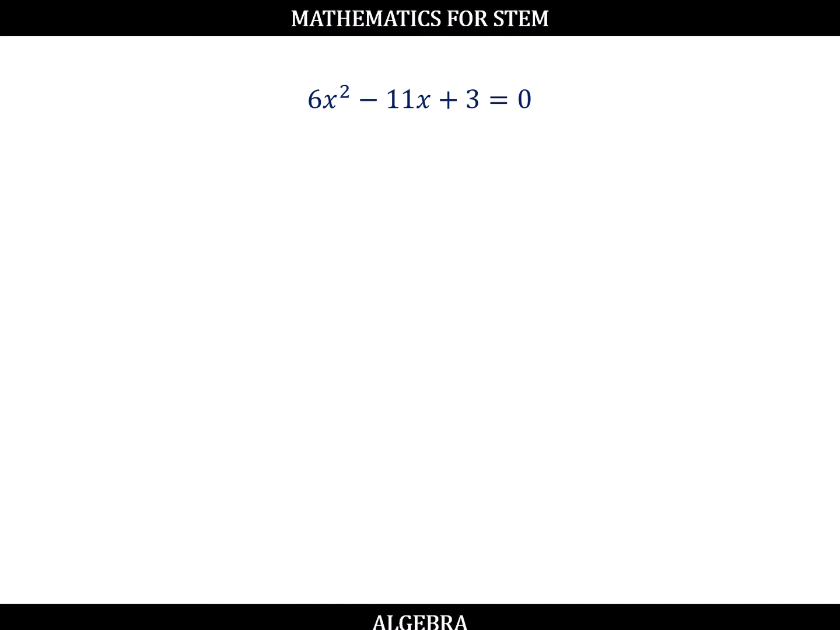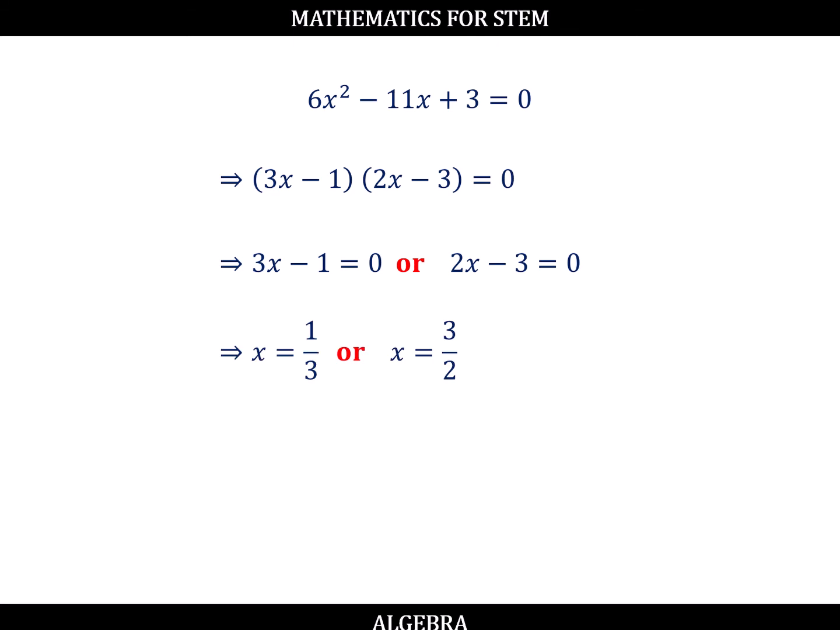The factors for 6x squared, we can use 3x by 2x. And the factors of 3, we can use 1 and 3. But they need to be both minus to get minus 11x. Minus 1 by 2x is minus 2x. 3x by minus 3 is minus 9x. Minus 2x minus 9x gives minus 11x. And then we have to solve both of these factors separately equal to 0. 3x minus 1 equals 0, or 2x minus 3 equals 0. This means 3x equals 1, or 2x equals 3. And if 3x is 1, x is a third. And if 2x equals 3, x equals 3 over 2. So this means the three roots of the original cubic are x is a third, x is 3 over 2, or x is 3.